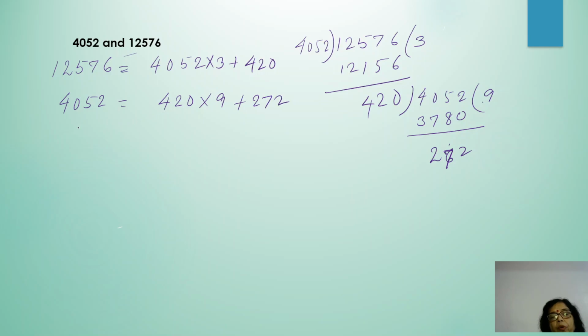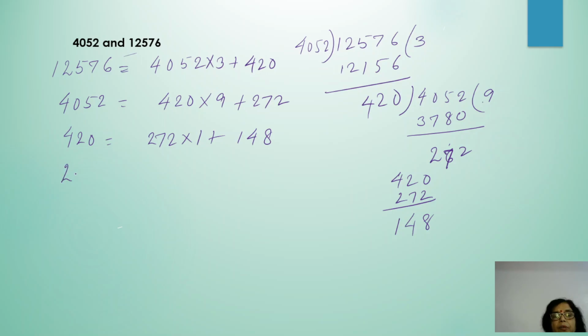Next step, 420 becomes the dividend, 272 becomes the divisor. So what is the remainder? 420 minus 272, that is 8. And this becomes 11 minus 7, that is 4. And this is 148. So 148 is the remainder.